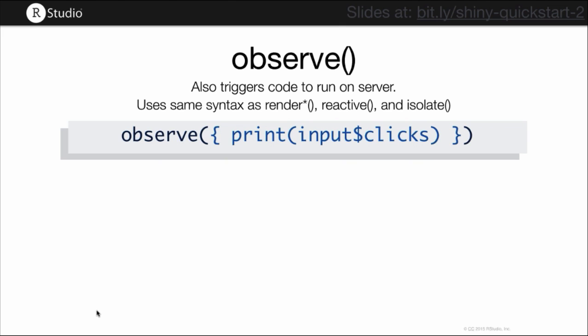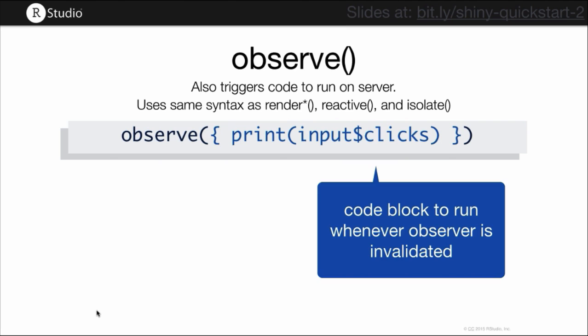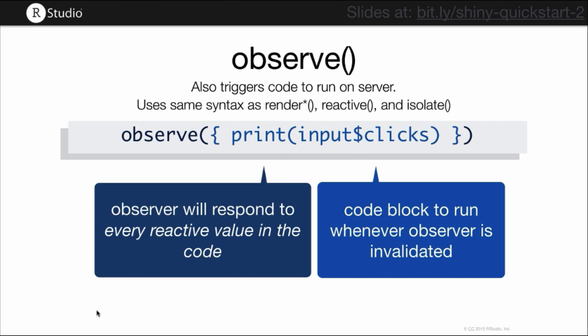Along with observe event, which triggers code, there's a second function called observe. It does the same thing. It's a parallel to observe event, but the syntax is more similar to render, reactive, and the isolate functions. With observe, you just give observe a single block of code to run. And then observe will rerun that block of code anytime one of the reactive values in the block of code changes. So the syntax really is similar to render, reactive, and isolate.